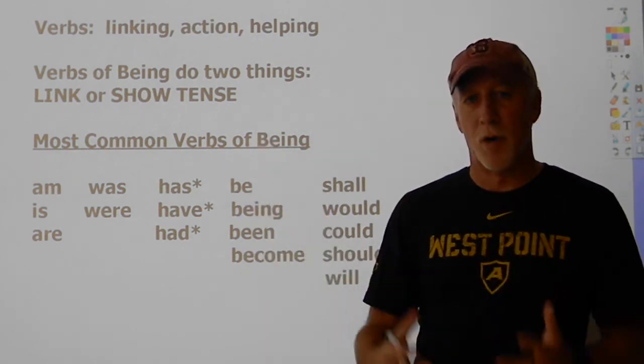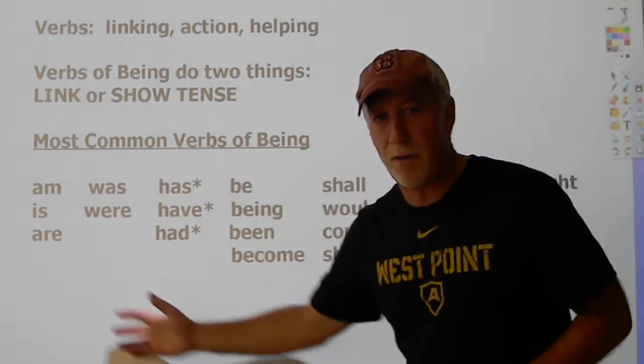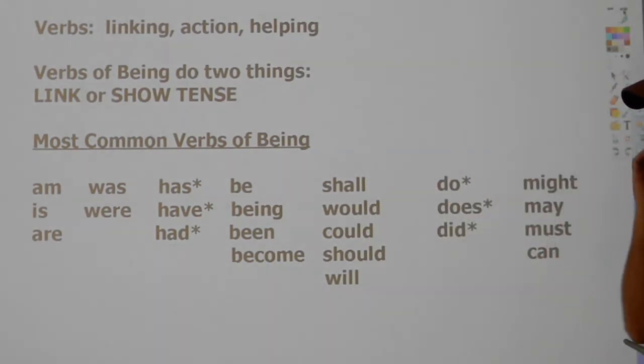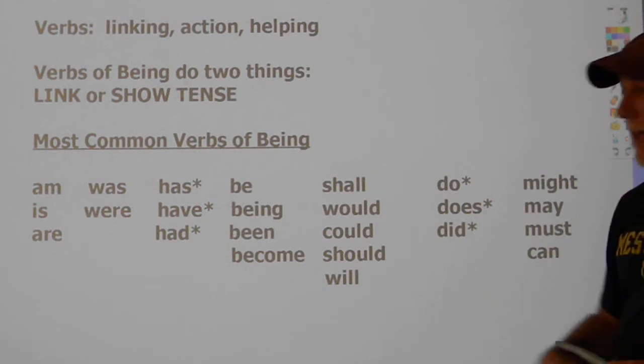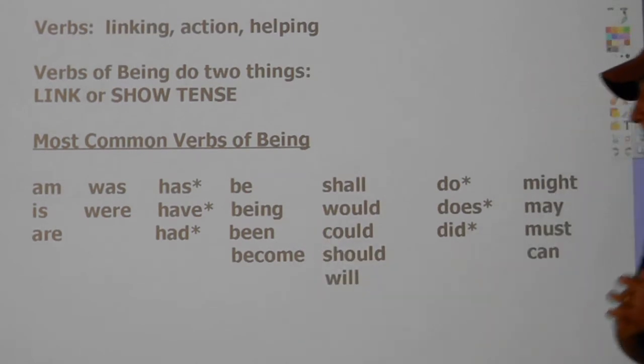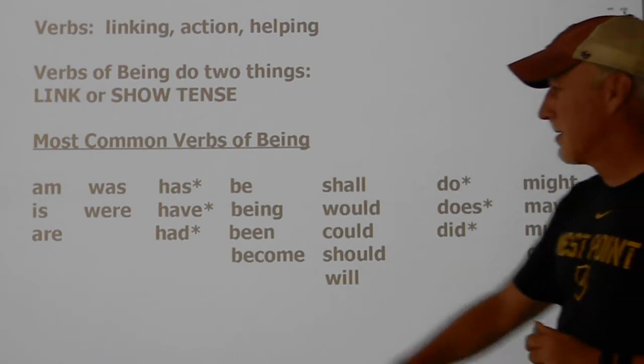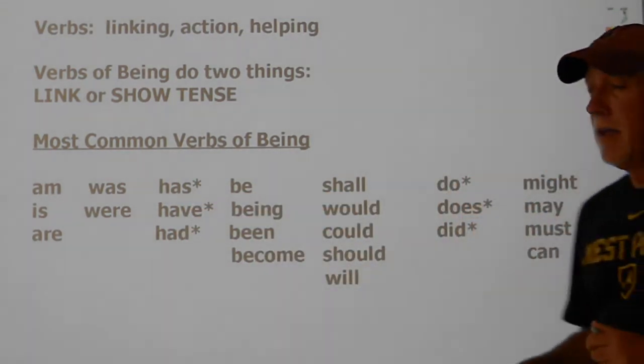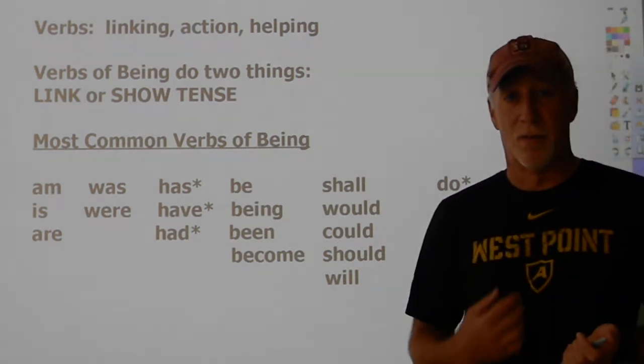These are the most common verbs of being. Please write these all down in your notebook. Okay? Am, is, are, was, were, has, have, had, and make sure you put the asterisks by these, and I'll explain what that means. Be, being, been, become, shall, would, could, should, will, do, does, did, might, may, must, and can. These are the most common verbs of being. There are others.